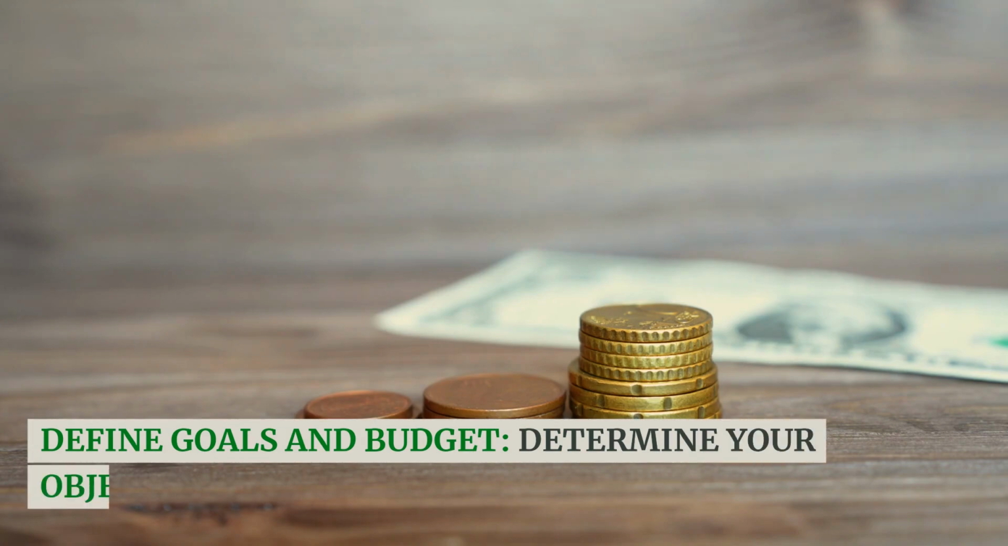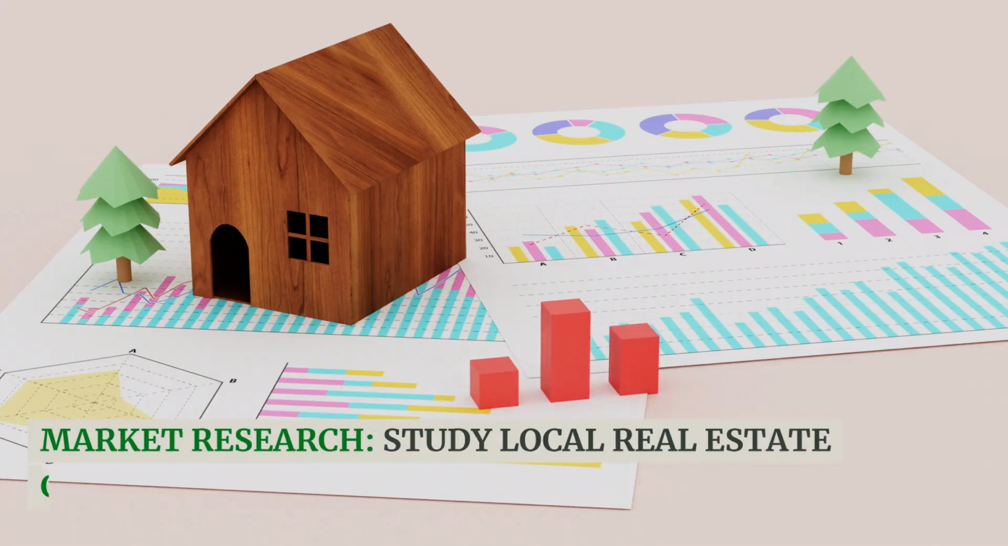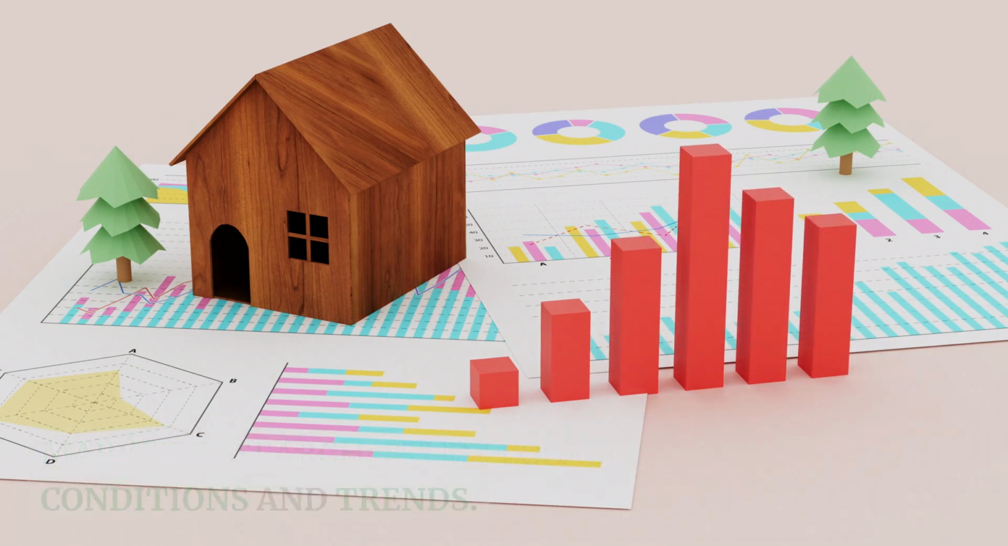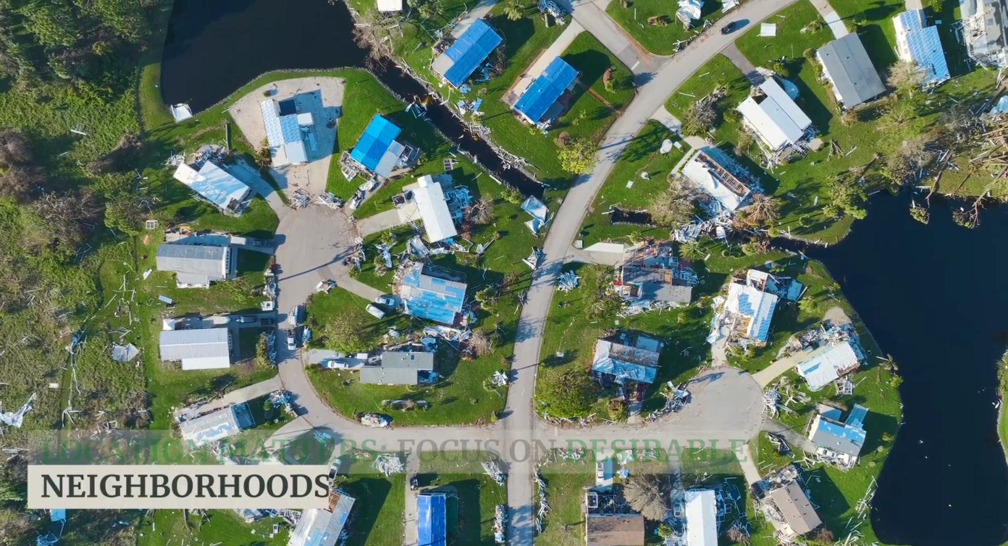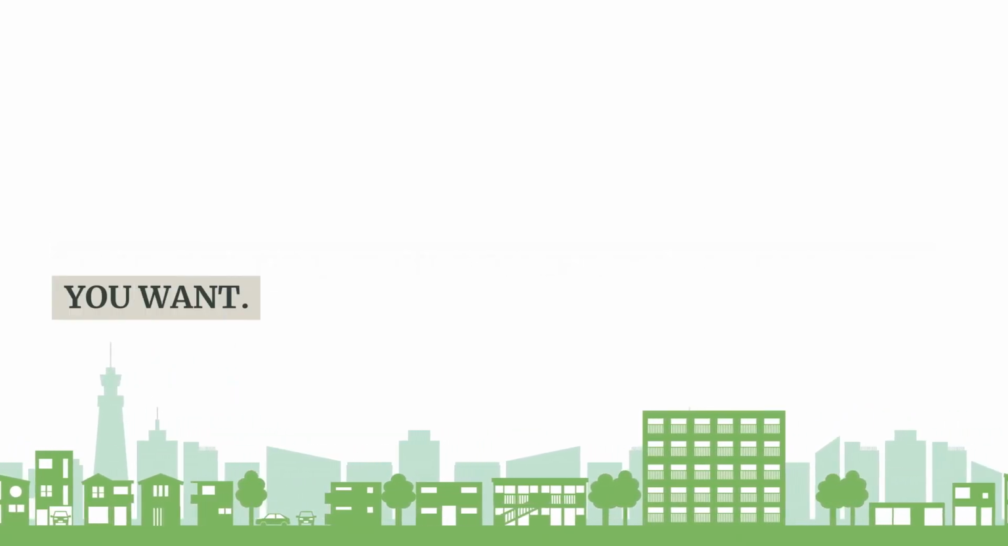Define goals and budget. Determine your objectives and budget constraints. Market research. Study local real estate conditions and trends. Location matters. Focus on desirable neighborhoods. Property type. Decide on the type of property you want.